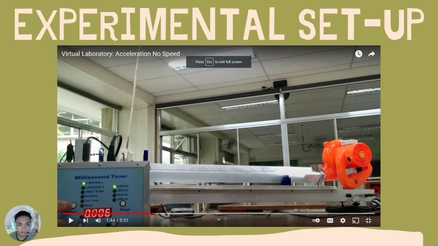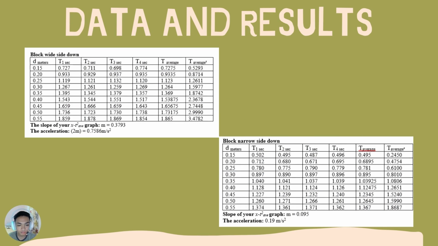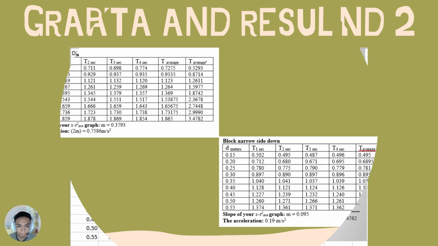So as you can see, this is the experimental setup, and this is the data and results. The predefined findings from the experimental setup video, as well as the computed time average and time average squared, are shown in the table below. In accordance with this, the slope of the graphs is calculated using the formula change in position over change in time, and the acceleration is calculated by multiplying the acquired value of the slope by 2.